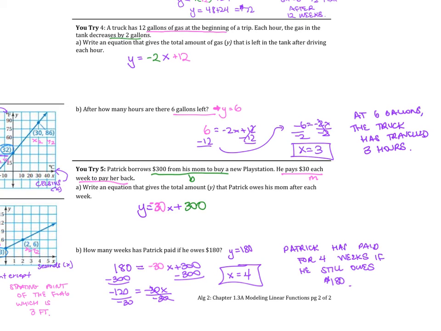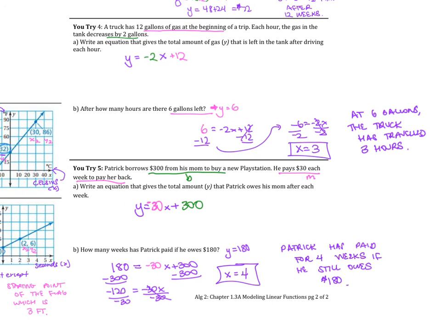Now, the last one, Patrick borrows $300 from his mom to buy a new PlayStation. He pays $30 each week to pay her back. So again, that's negative 30 because he's paying his mom back $30 per week. And then he starts at borrowing $300. So here's the equation, y equals negative 30x plus 300. So each week, again, if you see each week, per hour, or something like that, that probably clues you in that it is probably slope. And then the initial amount is $300, right? So that's where he starts.